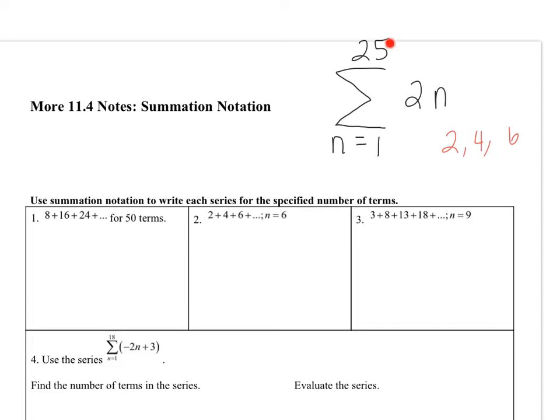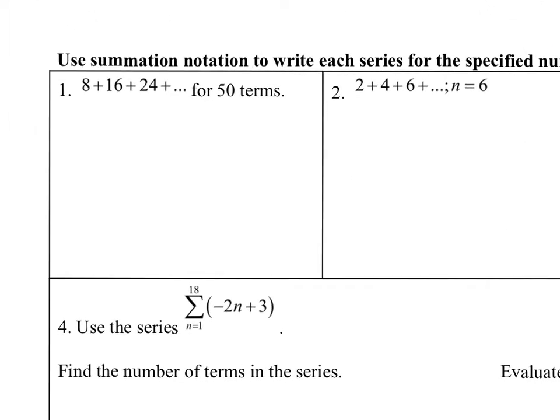To figure out how many terms there are, you take the upper limit minus the lower limit and add 1. And we'll do that now later on the bottom. Number 1, use summation notation to write each series for the specified number of terms. So I use my sigma. I always start at 1, and it's 50 terms, so I go to 50. My number of terms is 50 because 50 minus 1 is 49, plus 1 makes 50.